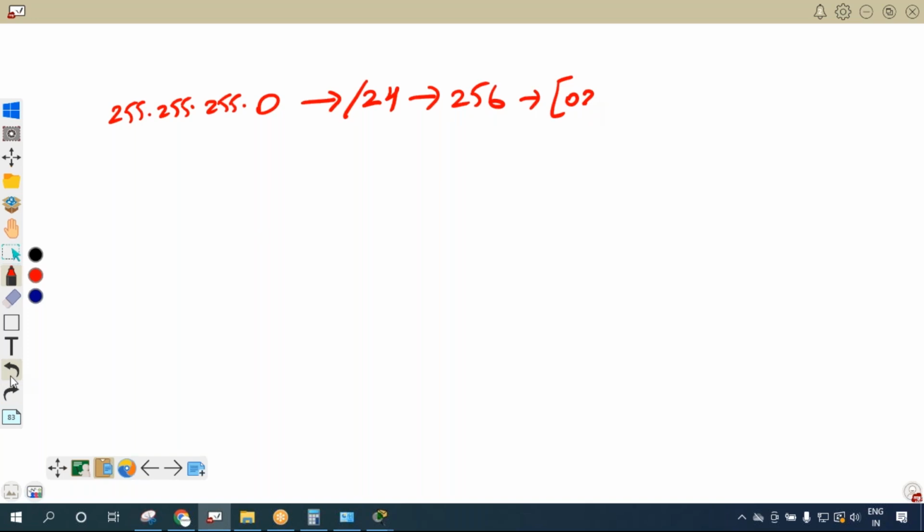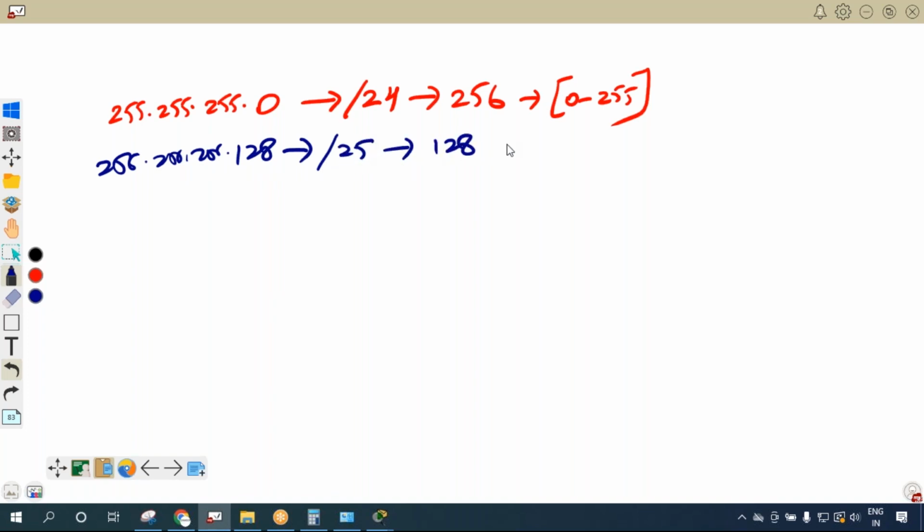So the next thing is the summary which you have to memorize. If you see the subnet mask 255.255.255.0, then it is /24, and it is 0 to 255. Let's put one more thing here, 256, and it is 0 to 255. Now the next thing is 255.255.255.128, which is /25, and 128.